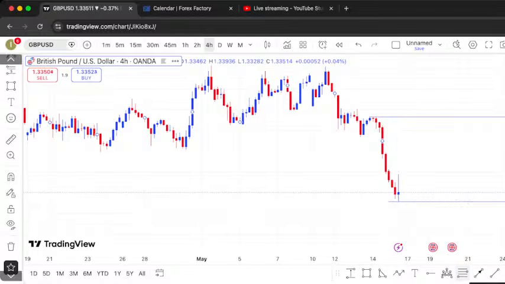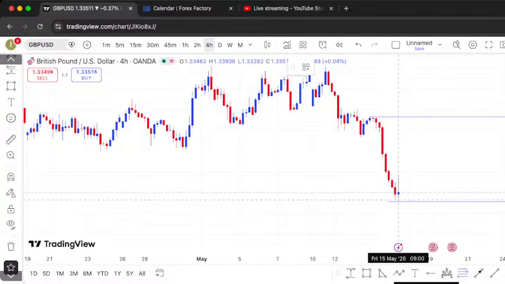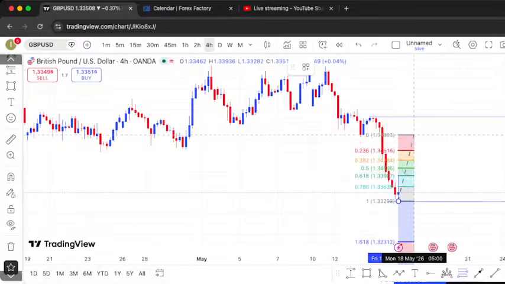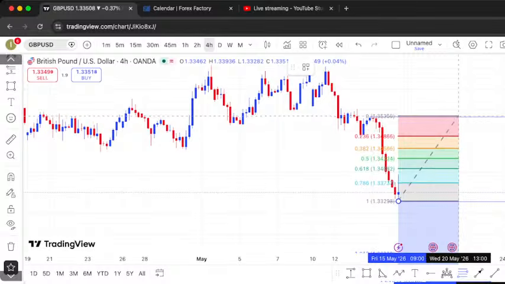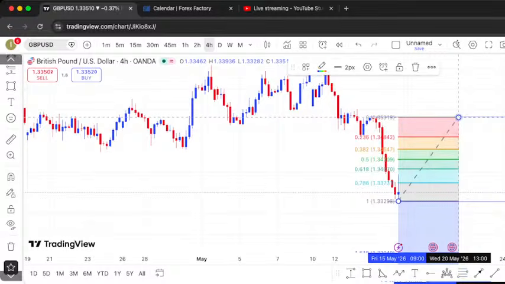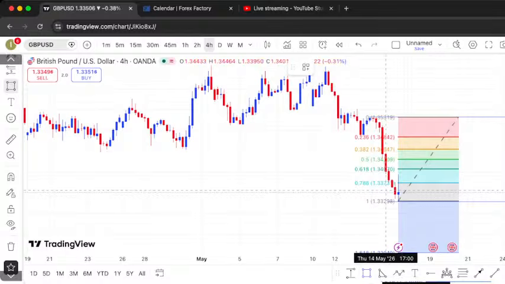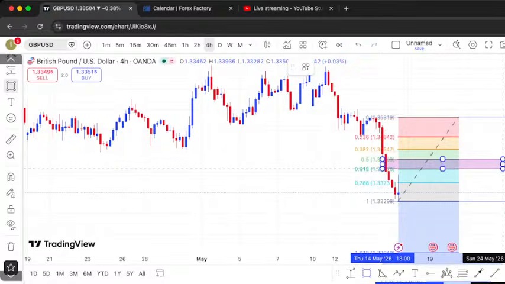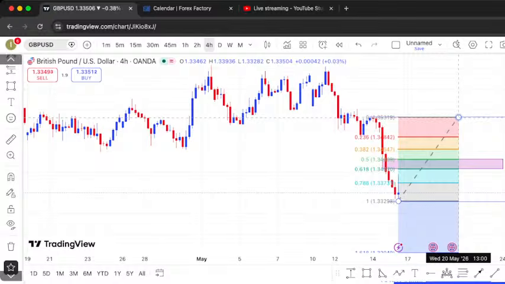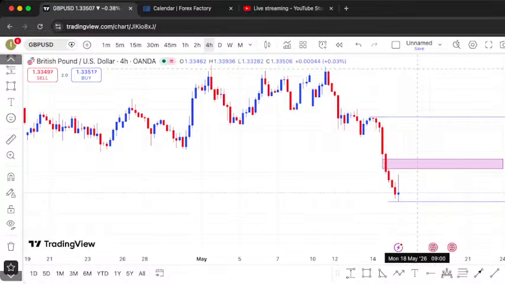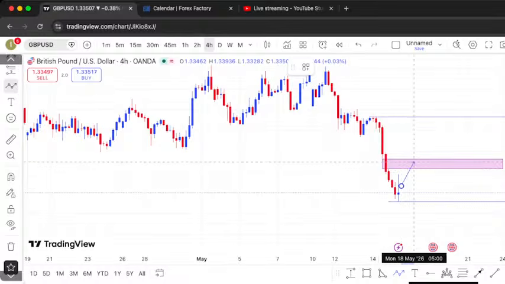Now, using Fib, drag from this low all the way to this high, the recent low and the recent high. Using that, the market will pull back to the 0.5, 0.6 level. So mark your 0.5, 0.6 zone like that. Wait for the market to retrace, or pull back, to your area of interest, which is 0.5, 0.6, which is this level, so the market can drop.